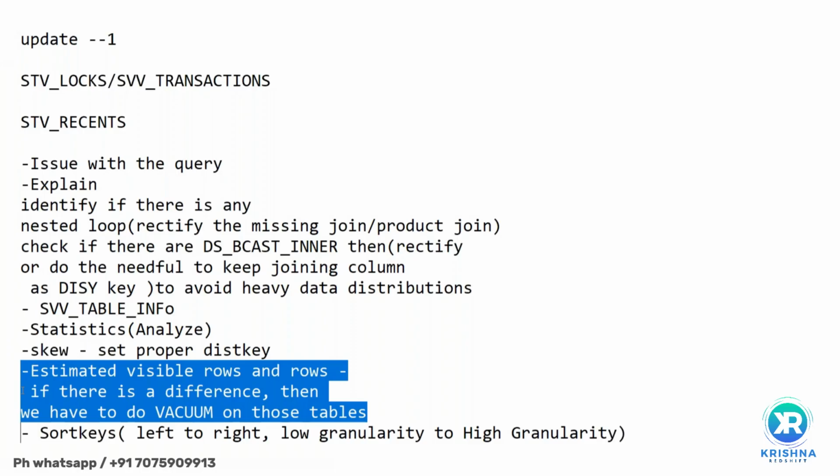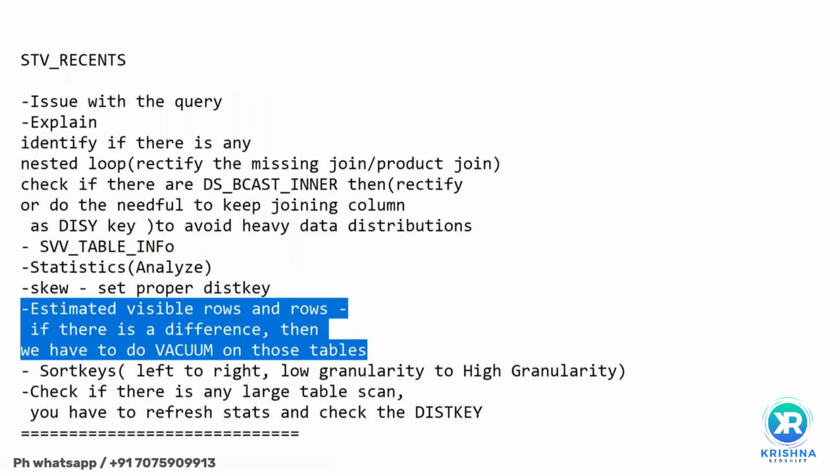At that time you can see the estimated visible rows and visible rows in SVV_TABLE_INFO. If there is a big difference, then there are a lot of rows marked for deletion, which are called dead rows. The dead rows will be released only by vacuuming the table. Also, if you get any disk full error, you have to look at vacuum only, because the system is thinking that the disk space is over.